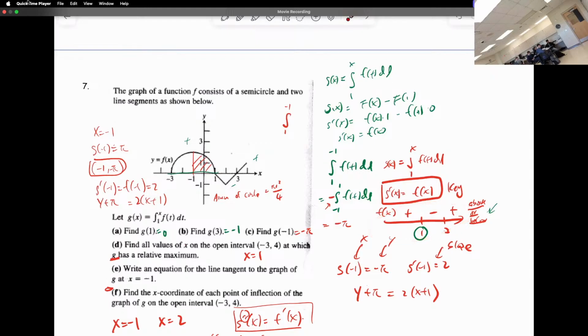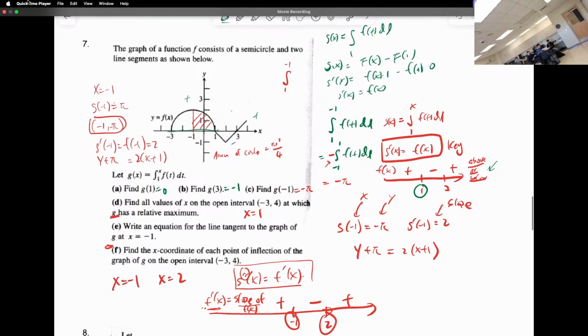In order to justify their maximum, you had to say g prime of x is changing from positive to negative. Okay, so now the next question, the equation of the tangent line. The equation of a tangent line is basically always y minus y1 equals m times x minus x1. Well, we know x is negative 1 here. We know at negative 1, it's going to give you negative pi. So now let's find m. M is g prime of x.